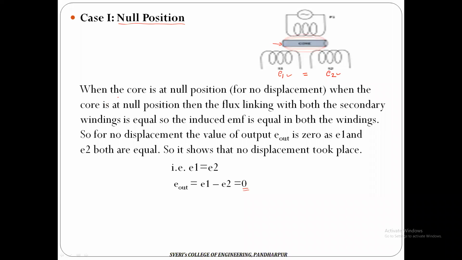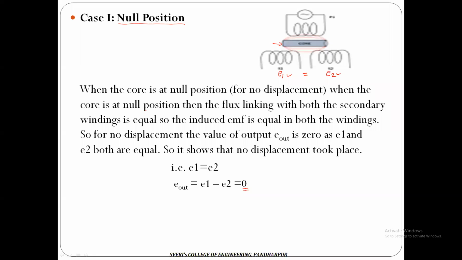Now try to read it. When the core is at a null position, means for no displacement. आता हा आपला स्टार्टिंग पॉइंट आहे की आता या ठिकाणी आपण जो कोर ठेवलेला आहे म्हणजे त्याची डिस्प्लेसमेंट काहीच नाहीये, म्हणून तर आपल्याला आउटपुट व्होल्टेज काय मिळतंय, 0 मिळतंय. Null position, we call it no displacement of the core.